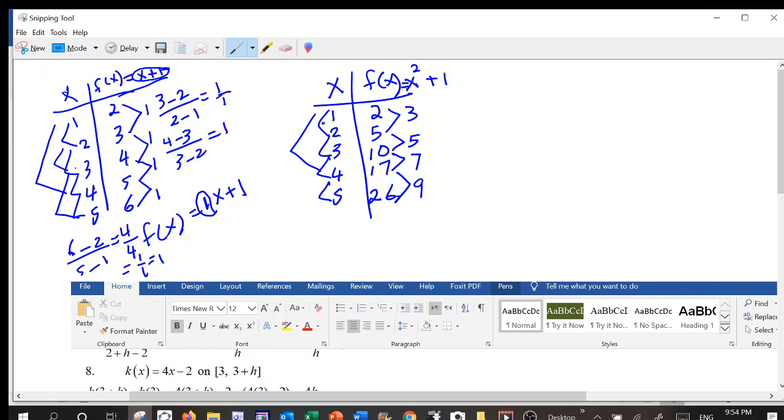For example, what's the rate from 1 to 3? So from 1 to 3, the rate is 10 minus 2 over 3 minus 1, which is 8 over 2, which is 4, right? Now, the question is, how do we find the rate at a number? So if somebody says, suppose this line is like the velocity of a car.